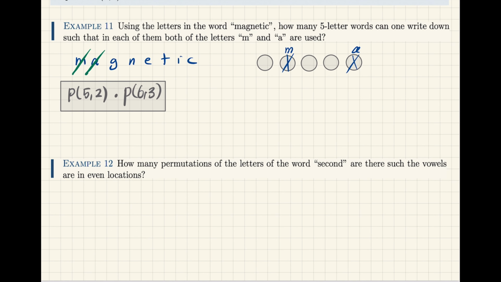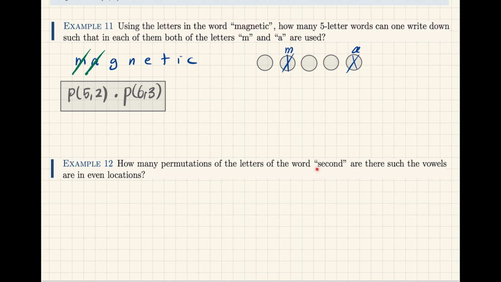Let us go to the next problem. If you have any questions, please interrupt me. So how many permutations of the letters of the word second are there such that the vowels are in even locations? I hope that you understand what I mean, yes.